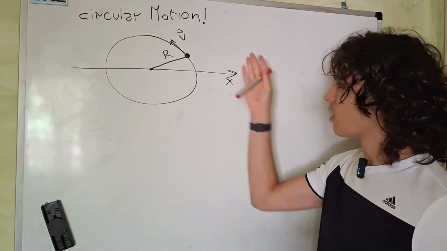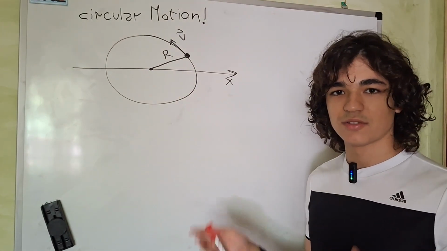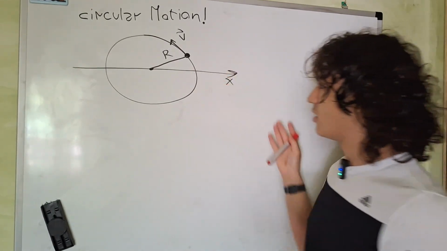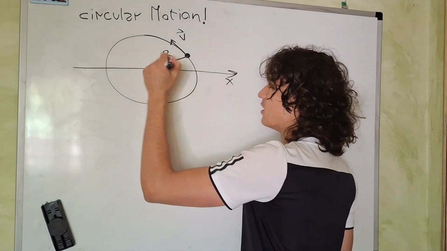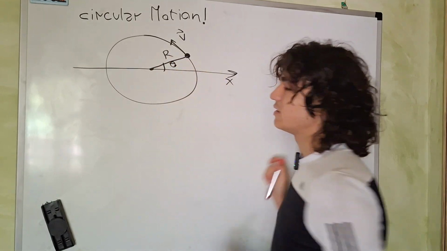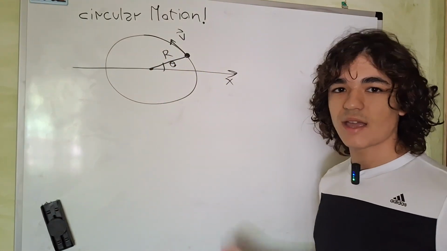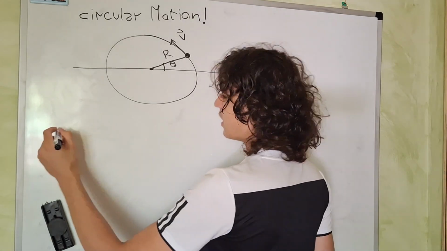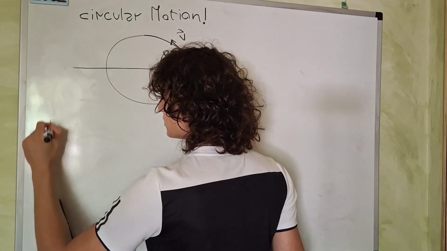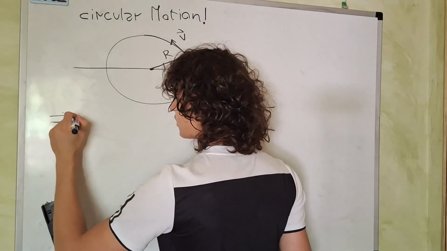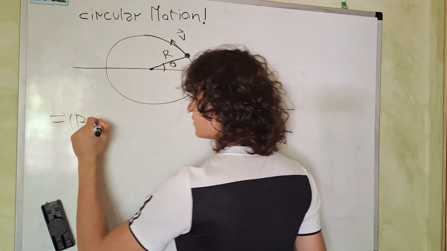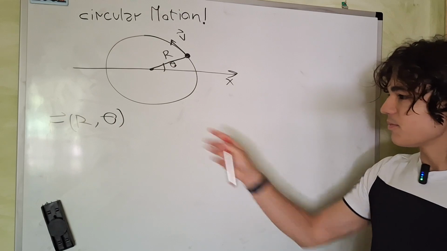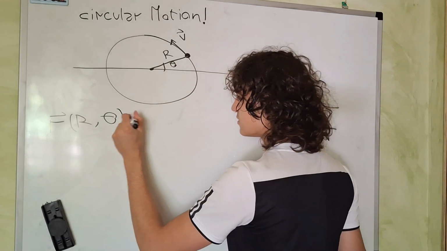So how can we describe its position in terms of polar coordinates? We need two parameters because we're working in two dimensions. One is the radius and the other is this angle here with the x-axis. So in polar coordinates, our position is a function of the radius, that is constant, and of the angle theta. Now, there's a good way to express this.